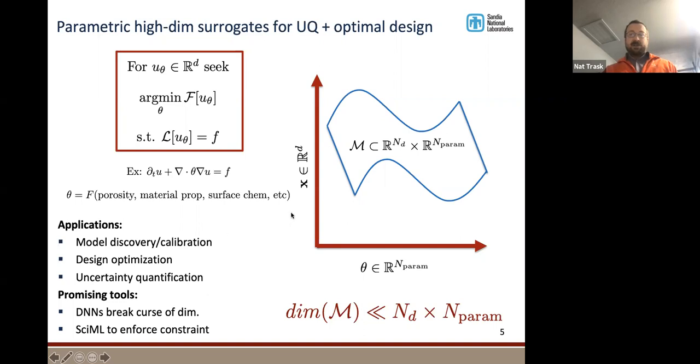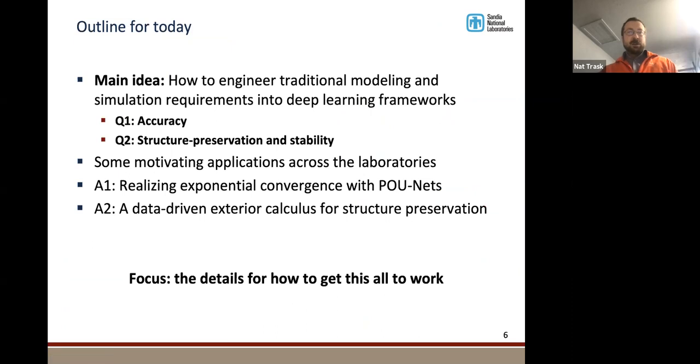And so typically these systems that we'll be considering have your spatial dimensions, like maybe 2D or 3D, but then just an absolutely massive parameter space. And so some of the architectures that I'm going to discuss today actually break the curse of dimensionality. And so they provide a great platform for doing this kind of modeling.